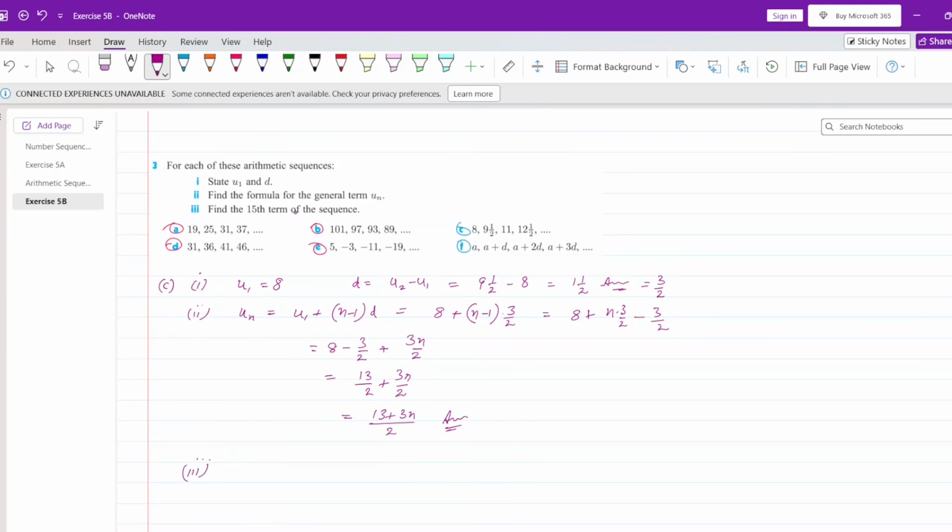Find the 15th term of the sequence. So the 15th term, u15, is going to be 13 plus 3 times 15, divided by 2. That is going to be 13 plus 45 divided by 2. This is 58 by 2, and that is 29.